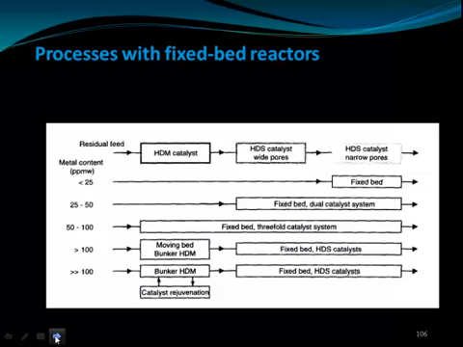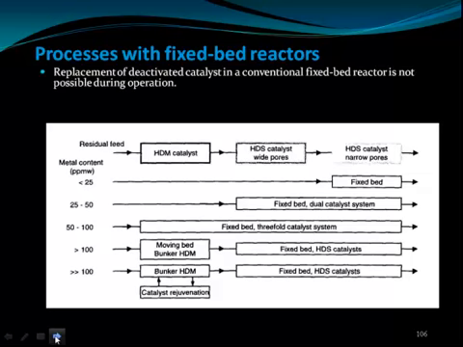The process with fixed bed reactor: the residue feed goes through the HDM catalyst with wide pores, then the HDS catalyst with narrow pores. When the metal content is less than 25 ppmw, it goes through the fixed bed. For 50 to 100, it has to go through a fixed bed three-fold catalyst system. For more than 100, a moving bed bunker with a fixed bed catalyst. Greater than 100, a bunker with catalyst regeneration needed, and a fixed bed catalyst.